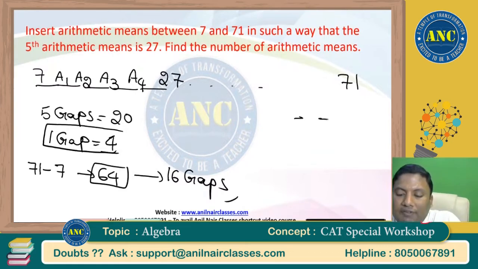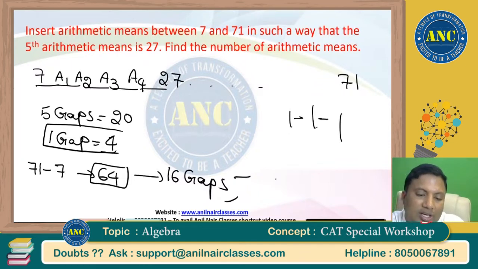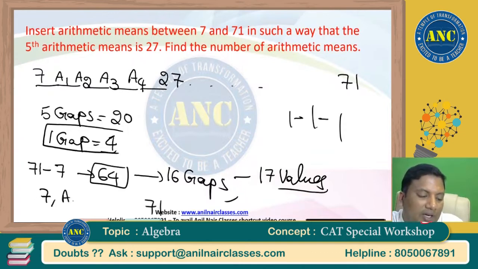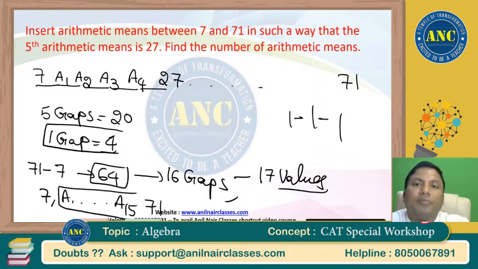Now see here. If 2 gaps are there, how many values will be there? 3 values. If 16 gaps are there, total 17 values will be there. Lowest is 7. Highest is 71. In between, 15 arithmetic means are inserted.